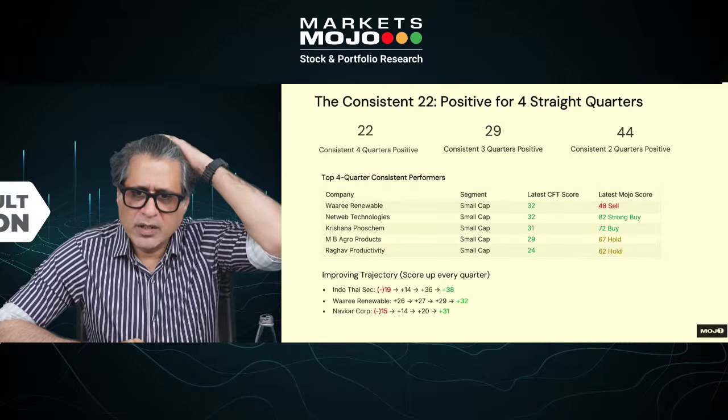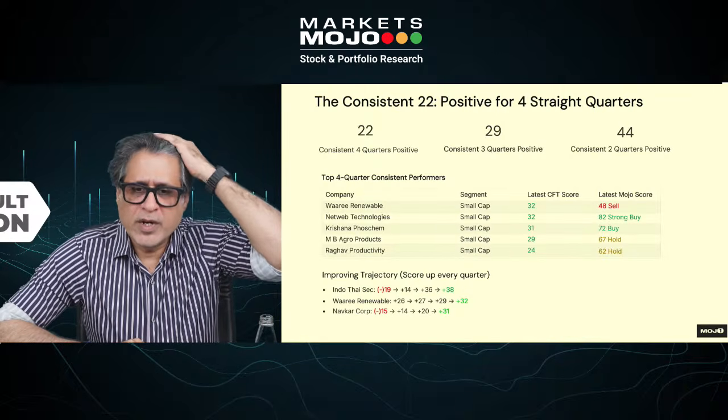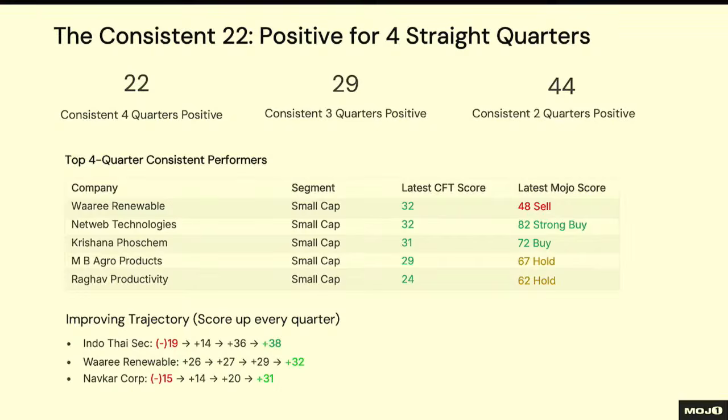If you look at the improving trajectory, there are stocks that have jumping. There's Indo-Thai Securities, which had minus 19, moved up to plus 14, September quarter plus 36, and this quarter plus 38. So these are big jumps.